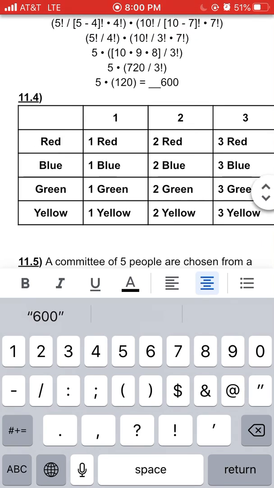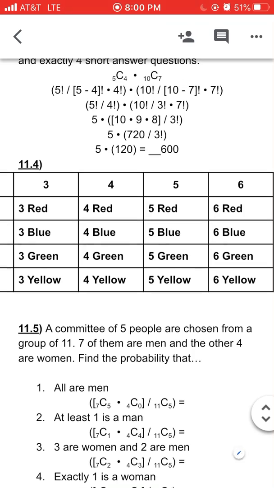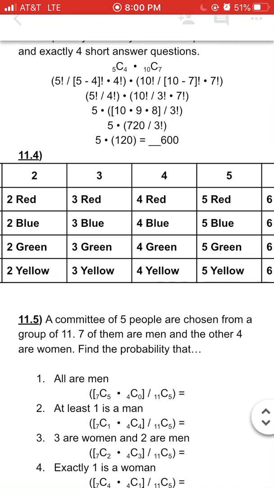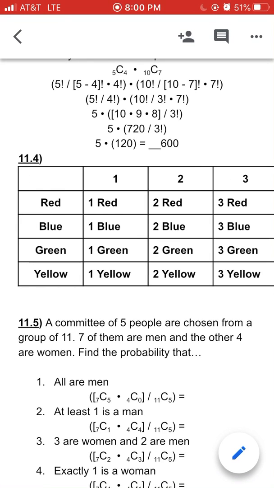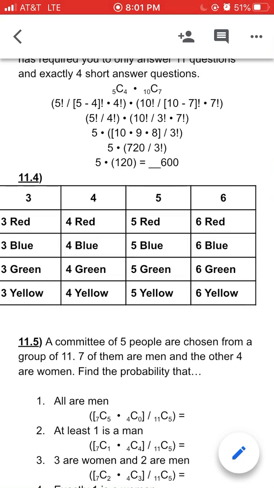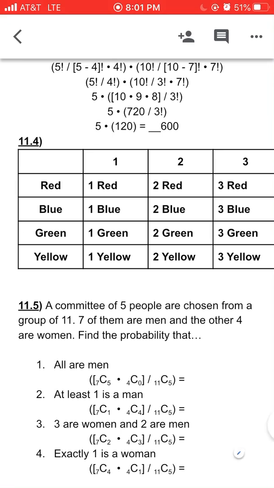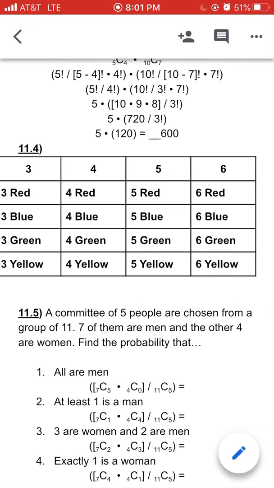For 11.4, I'm pretty sure we're supposed to create a sample space of if you were to roll a 6-sided die and at the same time spin a colored top, probably something with 4 colors, red, blue, green, and yellow, at the same time. Like I said, it's self-explanatory, but I'll try to explain as best I can. So, I mean, it's a chart.